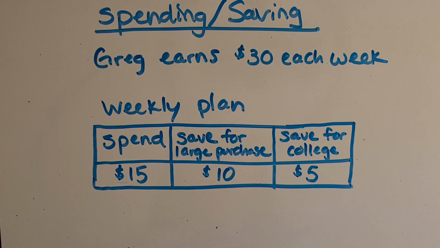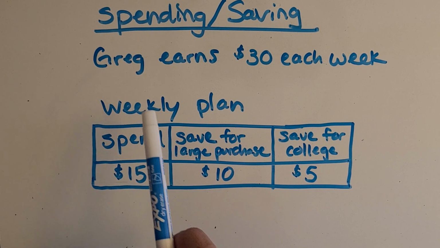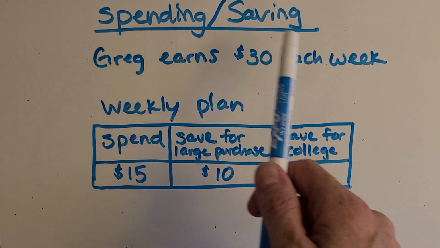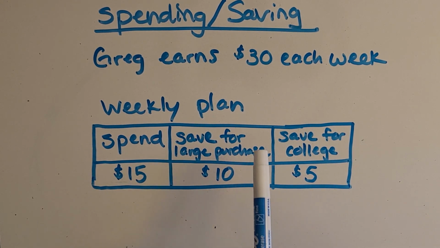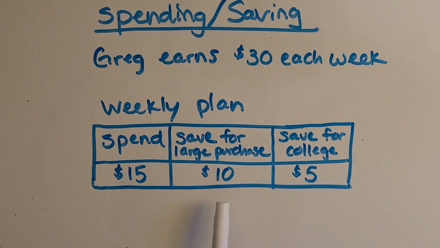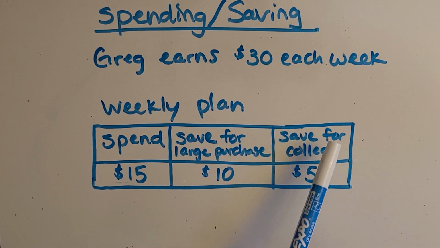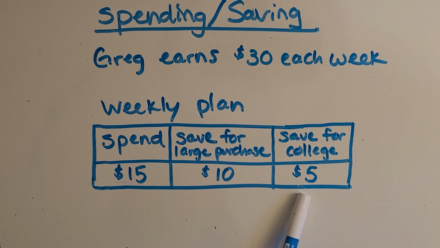Okay, so here's the example that I have for you. So Greg earns $30 each week, and he made a weekly plan for his spending and saving. Like I said, we can't just save all of our money. We need to spend it on some things. So let's learn a little bit about making a good plan like this. So he has decided that each week he is going to spend 15 of those dollars that he makes, and he's going to be saving $10 for a large purchase. So sometimes there's going to be something that costs a bit more money, and you're going to want to put money back into savings so that you can eventually buy that larger purchase. And then he's also going to be putting some money in savings for college too. So that's smart as well.